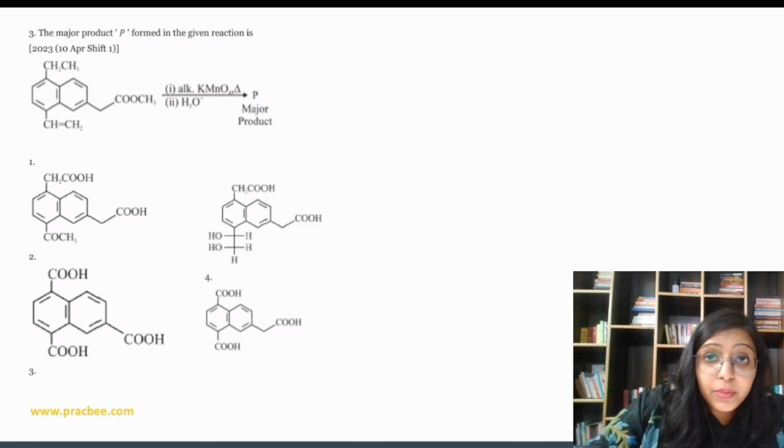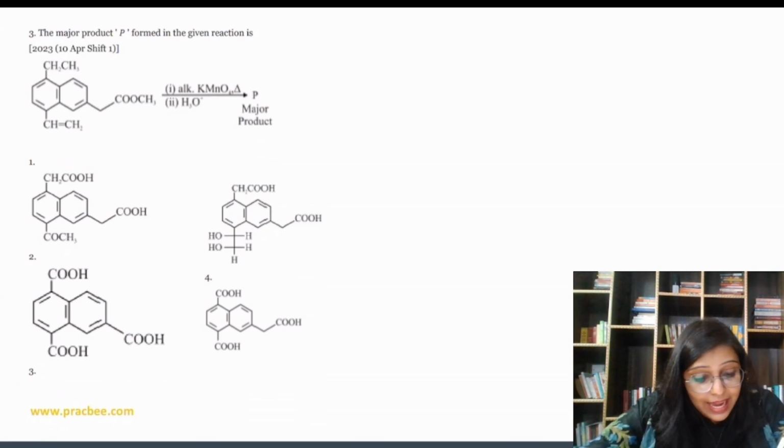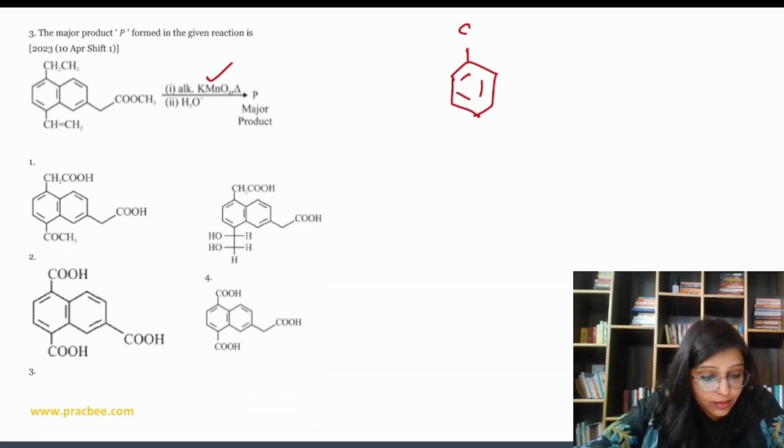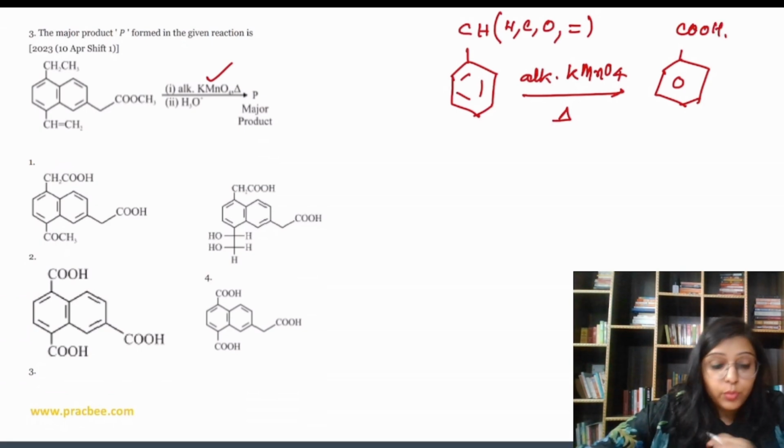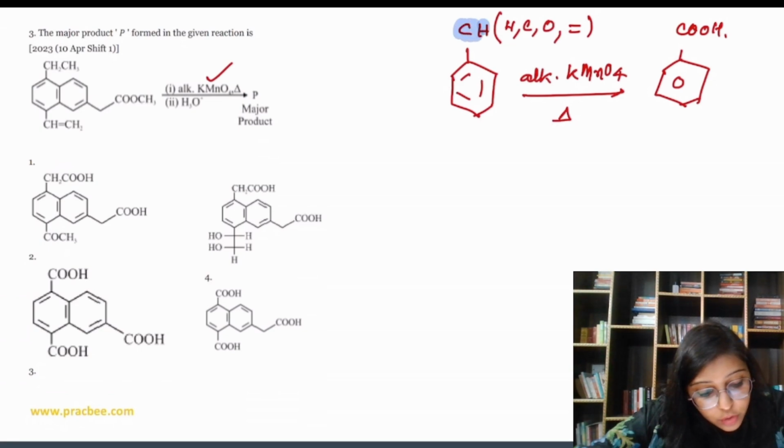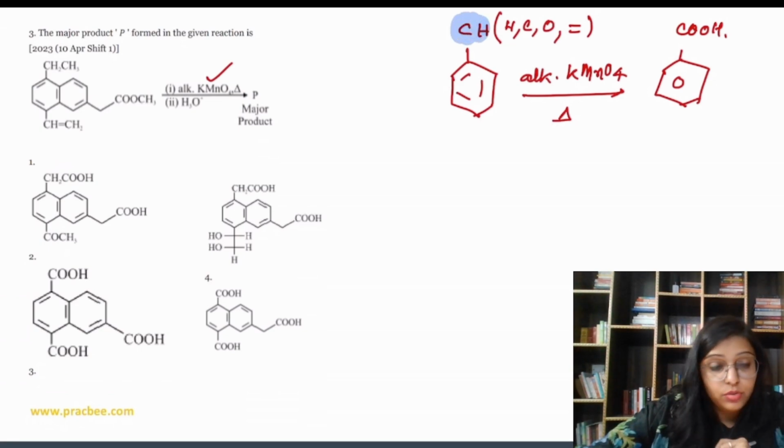The major product P formed in the given reaction is P. Alkaline KMnO4 and heat. So see, if we have benzene and here we have a carbon with hydrogen, that carbon can form bonds with hydrogen, carbon, oxygen, double bond, whatever. If you take alkaline KMnO4 and heat it, the whole part is converted to carboxylic acid. What should be the condition? This carbon should be bonded to at least one hydrogen. That is the major thing.